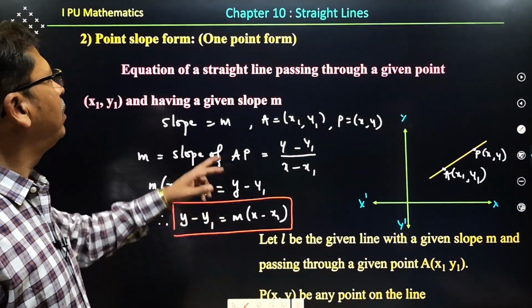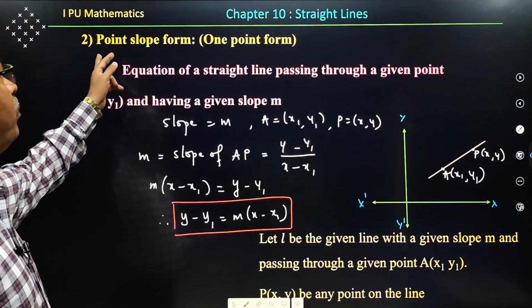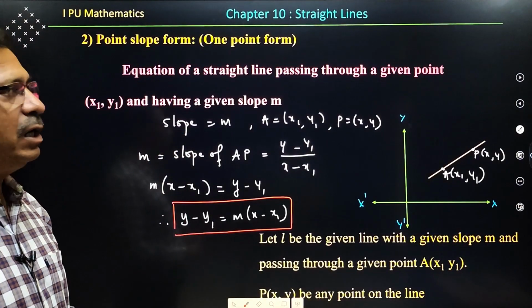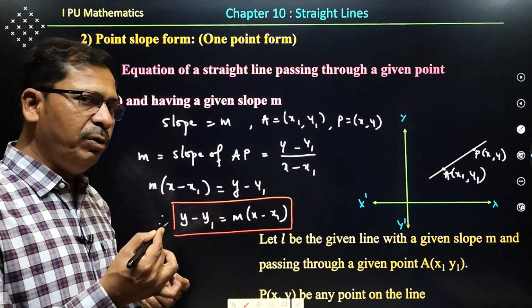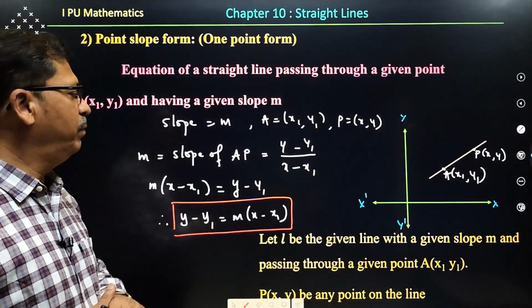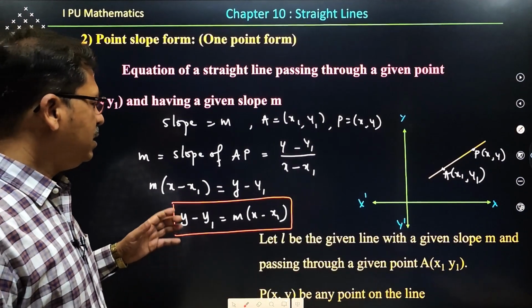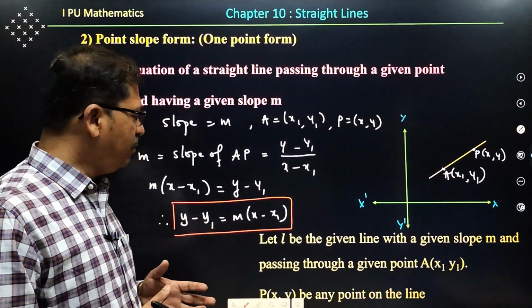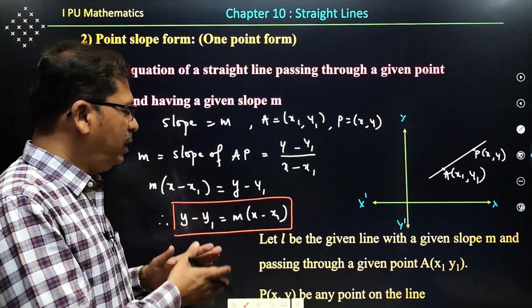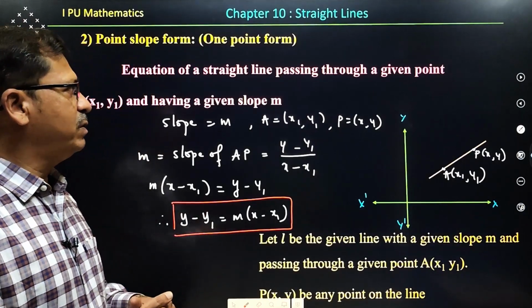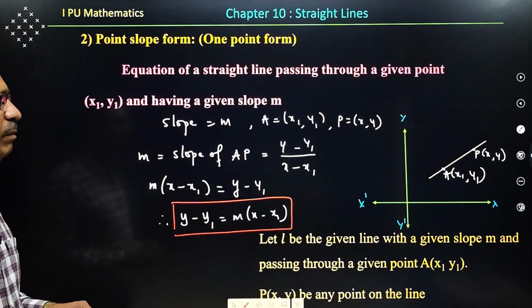Slope point form, or point slope form of the straight line. We also call it one point form. Only one point is given to us, not two, just one. So the equation becomes y minus y1 is equal to m into bracket x minus x1. That is what you need to remember here.